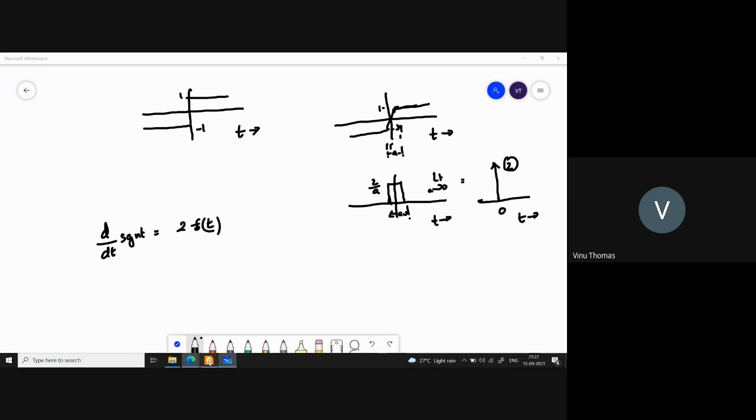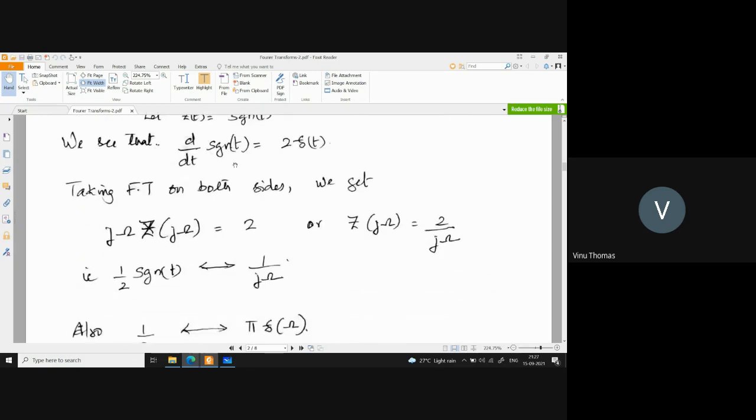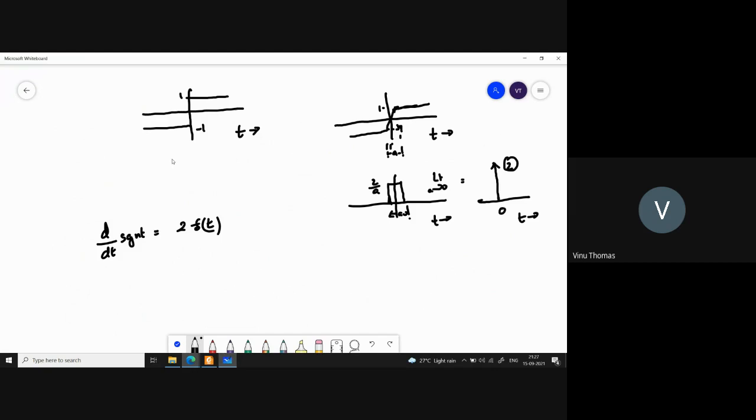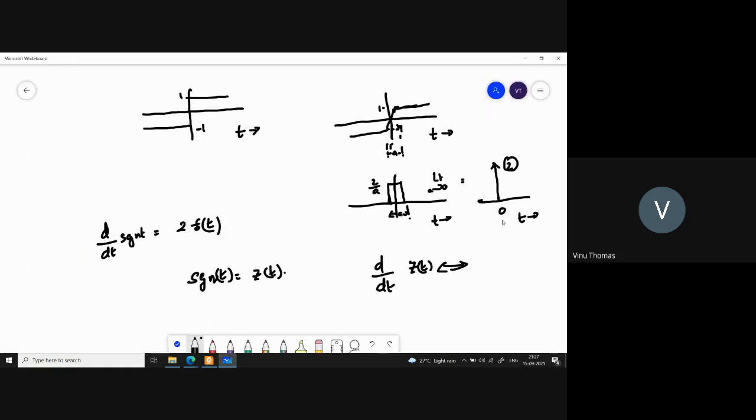Now what we will do is apply the differentiation property of Fourier transforms. So if we have written signum of t is equal to z of t, right, and you have d by dt of z of t, what is d by dt of z of t Fourier transform to? D by dt of z of t would be Fourier transform to j omega into z of j omega. So this you can write as j omega into z of omega.